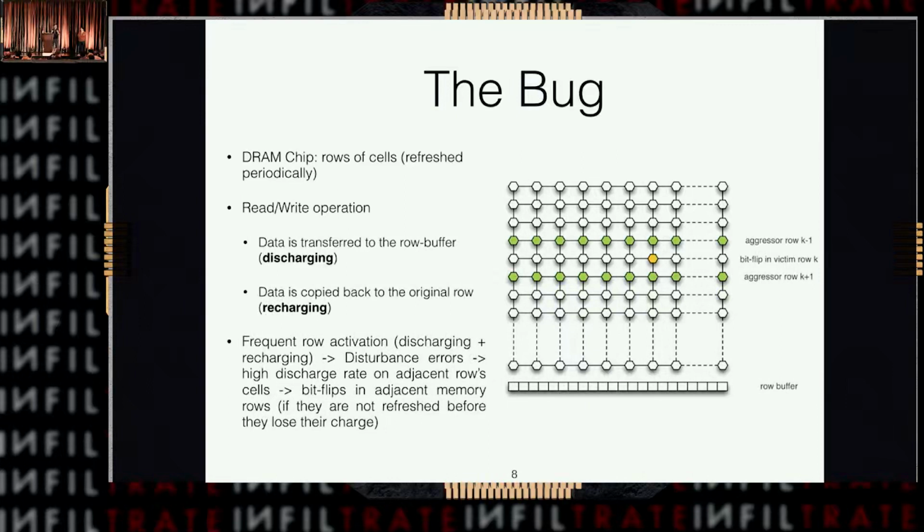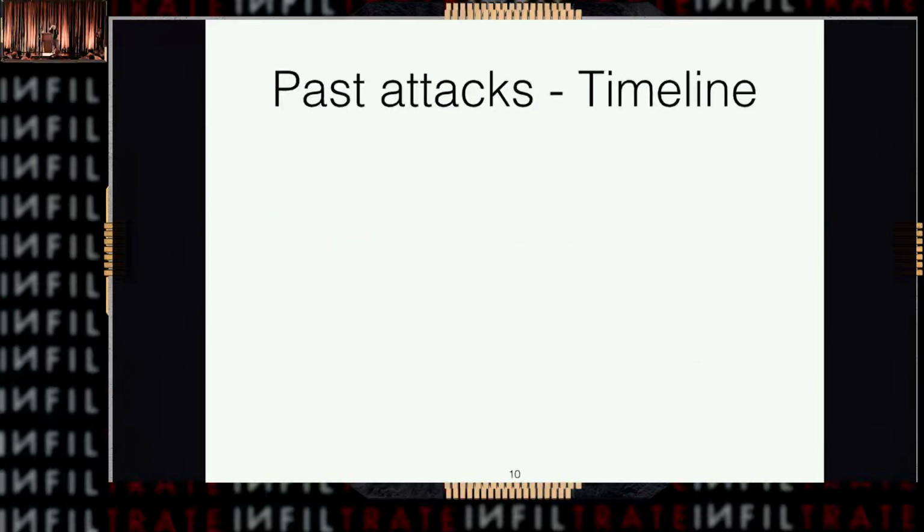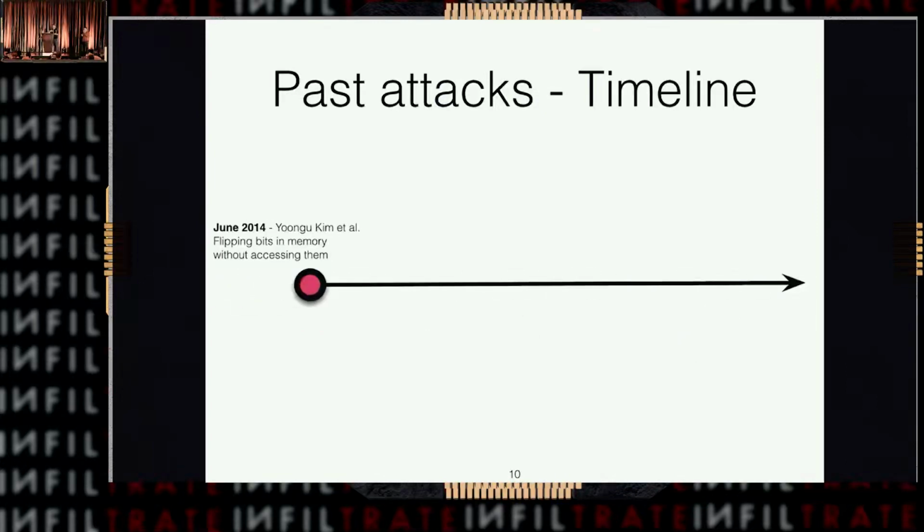Okay, now the whole story of the Rowhammer bug starts with Kim's paper in 2014, flipping bits in memory without accessing them. Kim et al. noticed that frequent row activation can cause bit flips in memory. And then Halvar Flake and Mark Seaborn were the first to exploit the Rowhammer bug to gain kernel privileges. In one of their exploits, they managed to get read-write access to the whole physical memory.